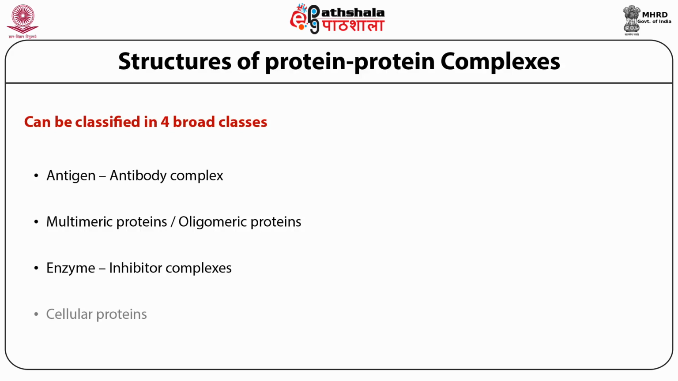The last one is the cellular proteins. The cellular signaling proteins need to interact to give a cellular signal in cell physiology. But until recently, there were not many structures in this class. Now, with improvements in molecular biology techniques in the last decade, several structures have been reported in this area. Of course, not enough work has been done to classify the protein-protein complexes in this area.